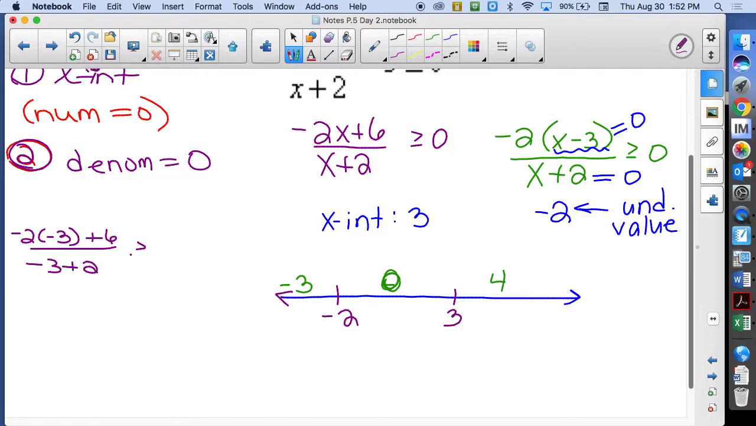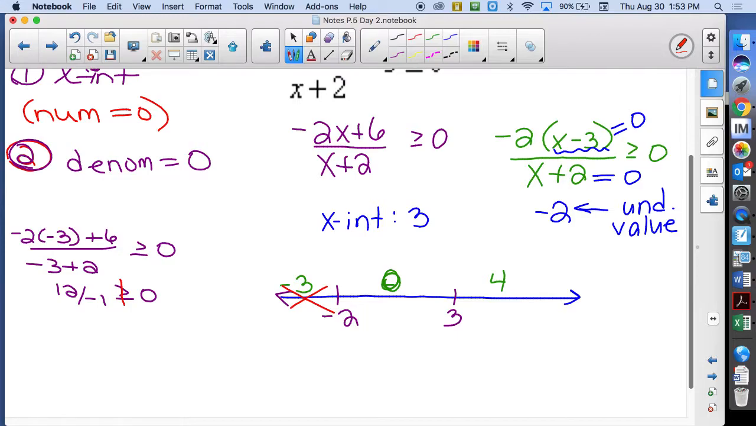So just like we did before, is that greater than or equal to 0? Brandon, I heard you say yes. What would the top become? 12. And the bottom is? -1. Is that greater than or equal to 0? No. For some reason my mind went that -2 times -3 equals -6. I'm tired. That's okay. I understand. So the first part does not work.